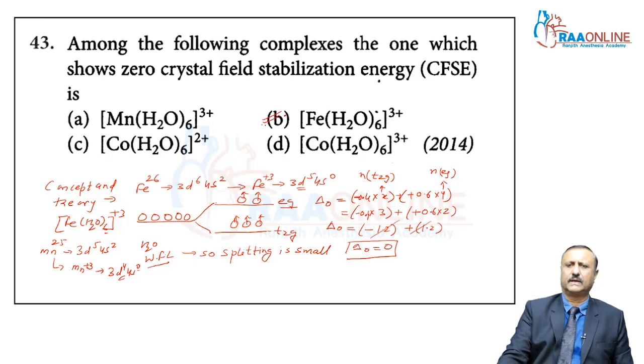So my dear friends, the answer is B, question number 43, answer is B, and this question was also asked in 2014. I hope you easily understood. First of all, we make the electronic configuration. Second step, we fill the electrons in T2g and Eg. In the third step, we write the formula minus 0.4 into x plus 0.6 into y. Fourth, we put the values of x and y, and fifth, after calculation you get the answer. So my dear students, this is the answer.